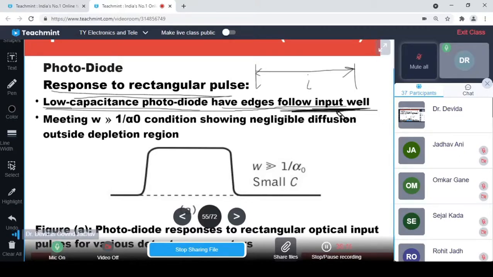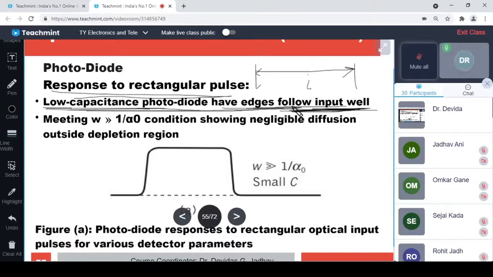So capacitance modifies the edges, the rectangular pulse edges. Any pulse we can check: an optical pulse in the optical case, or an electrical pulse in the electric circuit.